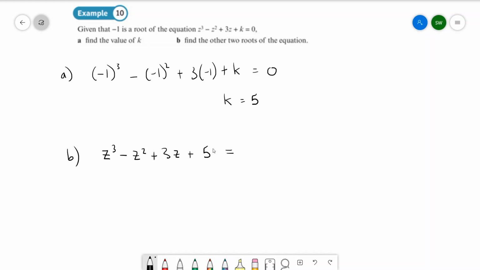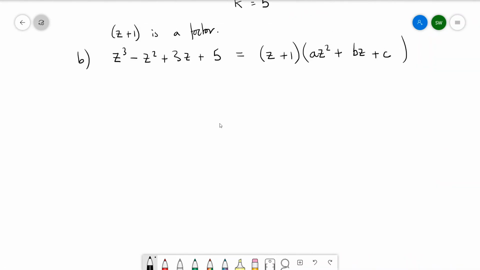Well, we know that because minus 1 is a root, z plus 1 is a factor. So our aim is to factorise this and take z plus 1 outside of a bracket. In order to get a cubic, we're going to have to times this linear factor by something with z squared in to get the z cubed term. So we're going to have a quadratic here. And our aim is to find out what that quadratic is, because then we'll be able to solve the quadratic equal to 0 to find the other roots.